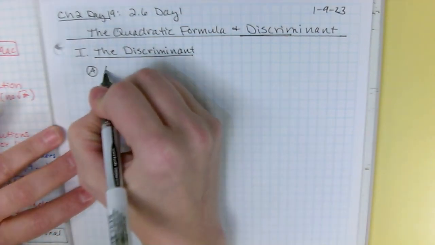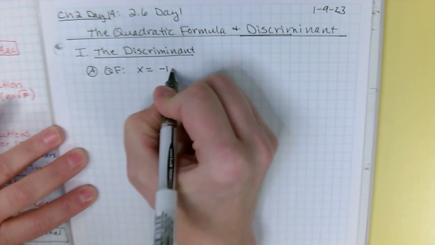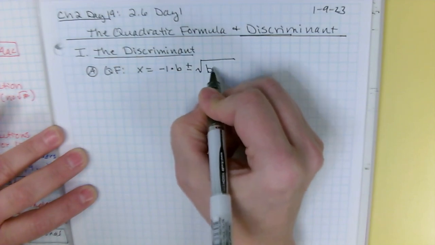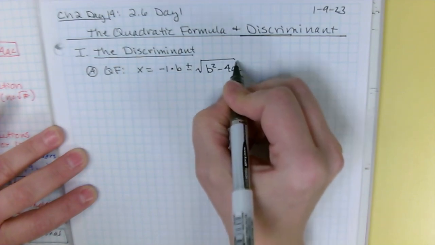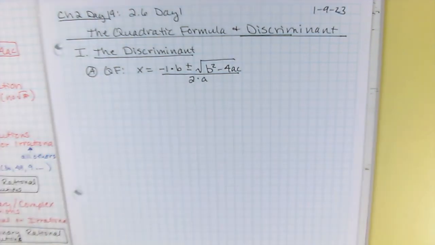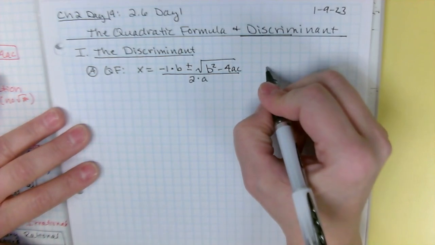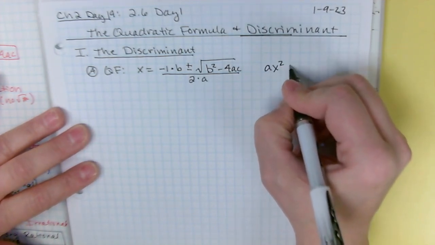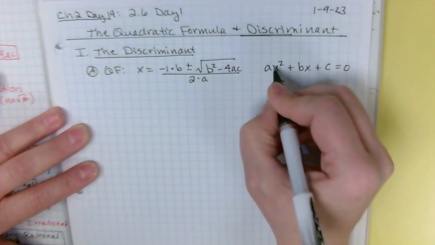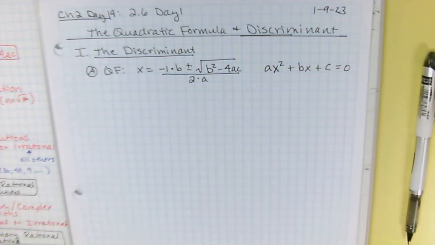Okay, so you know now that the quadratic formula is x equals -1 times b plus and minus the square root of b squared minus 4ac all over 2 times a. And we've been working with this. And of course, this assumes that your equation is in the form ax squared plus bx plus c equals 0. So you know this. This is the quadratic formula.